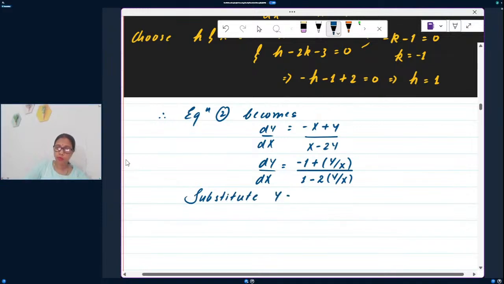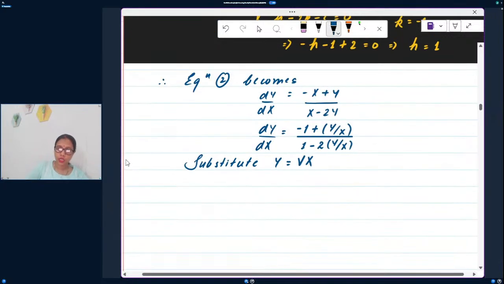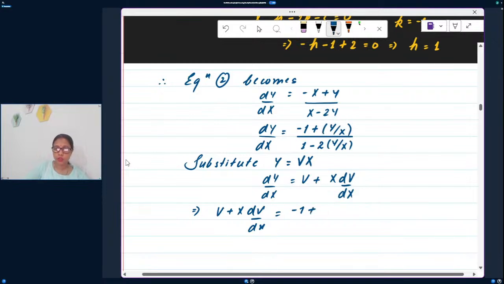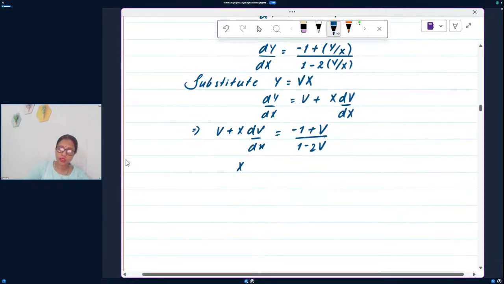substitute y is equals to vx, right? So again, dy by dx is equals to v plus x dv by dx. Substitute, so it implies v plus x dv by dx will be equals to minus 1 plus y by x is v, 1 plus v, 1 minus 2v. I'll take that v this side. So x dv by dx.